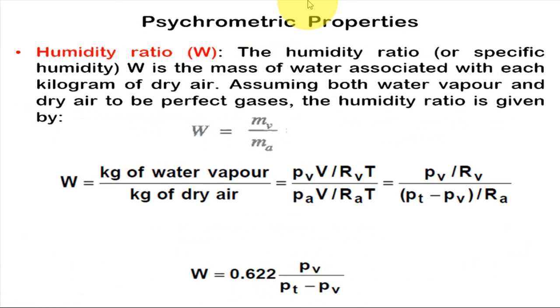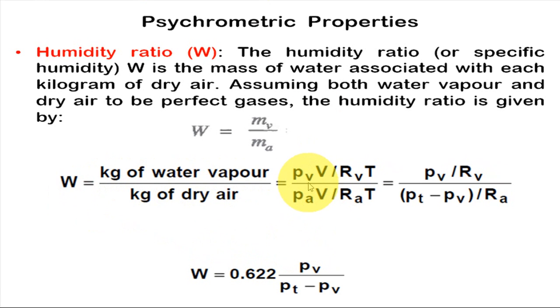Next property is humidity ratio. We also call it specific humidity. It is denoted by the symbol W. The humidity ratio is the mass of water vapor associated with each kilogram of dry air. Assuming both water vapor and dry air to be perfect gases, the humidity ratio is given by W equal to mv upon ma, that is, the mass of water vapor associated per kg of dry air. So W equals kg of water vapor per kg of dry air.